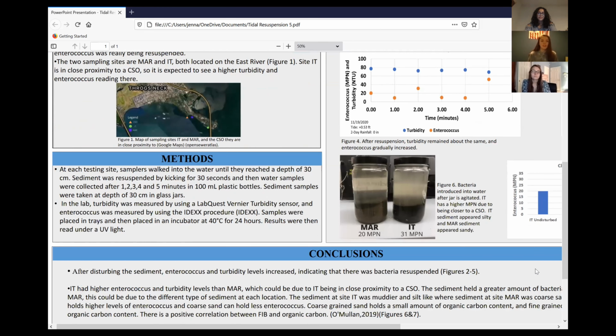At each testing site, we walked into the water with our waders until we reached the depth of 30 centimeters. Sediment was resuspended by us kicking it for 30 seconds, and then we took water samples after 1, 2, 3, 4, and 5 minutes into 100 milliliter plastic bottles. Sediment samples were then taken at a depth of 30 centimeters in glass jars. Here is a video of us kicking up the sediment.